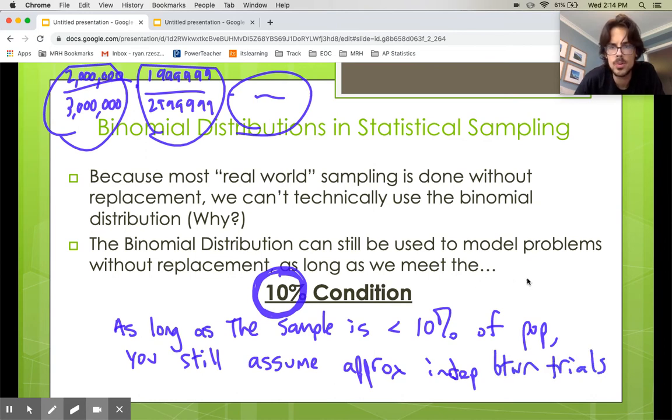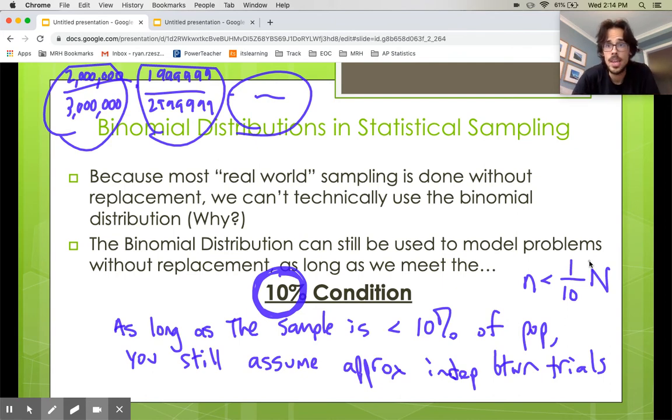And the symbols we would use for this, we would say that little n, our sample size, is less than 10% or a tenth of big N. Big N is our population size. So if your sample is less than 10% of your population, you don't have to worry. You can still call it basically independent.